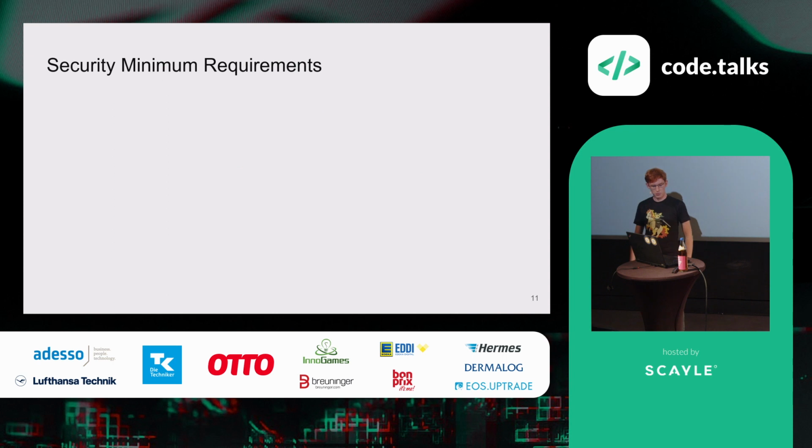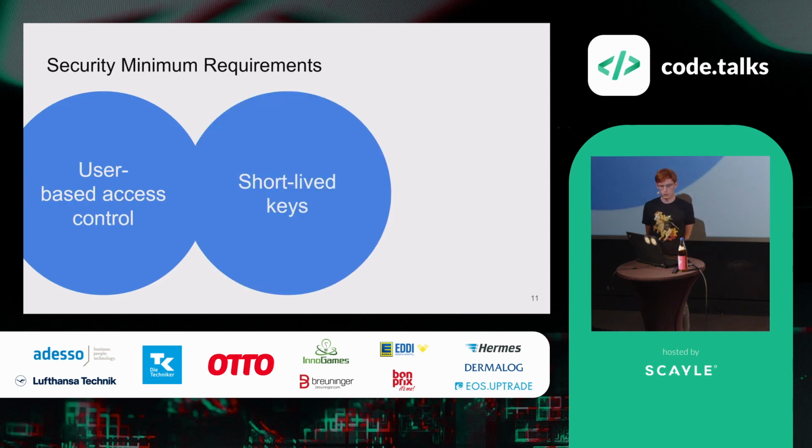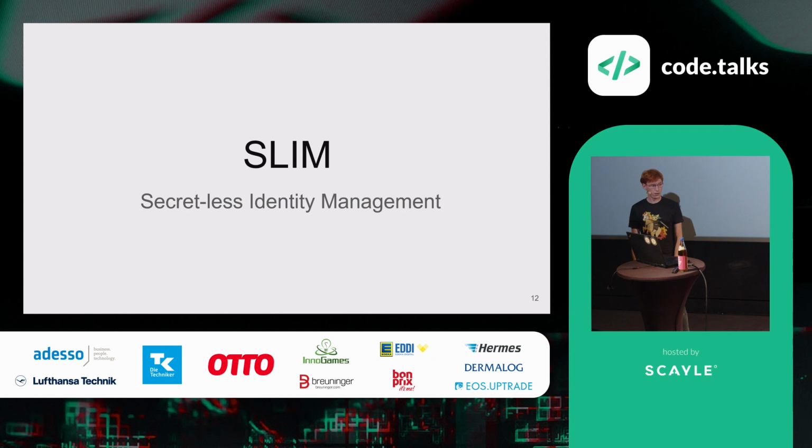Let's start with some minimum security requirements that we want to achieve. So that's the stuff I've talked about earlier. We want to have user-based access control, we want short-lived keys, and we want to have automatic key rotation. So that's the stuff we're now talking about that we want to achieve. And that's where Slim comes into place, a system we designed. We started working on it at the beginning of 2019. And you can think of Slim as an external service for storing and managing these CI secrets that you need to have access to.